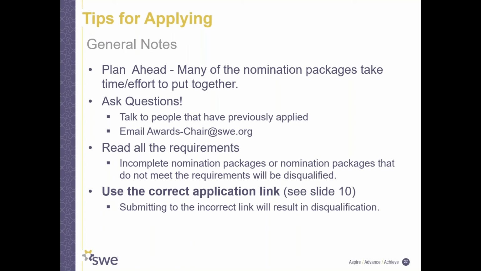Read all the requirements very carefully. Incomplete nomination packages or packages that don't meet those stated requirements will be disqualified. And make sure you use the correct application link. We see this not super often, but enough that we feel like we need to say it a couple times in here. Use the correct SmarterSelect application link. If you apply for Emerging Leader in the Achievement Award, you're going to be disqualified. So we want to avoid that.